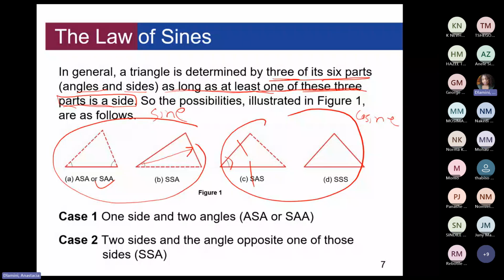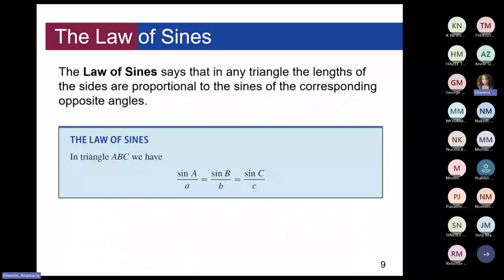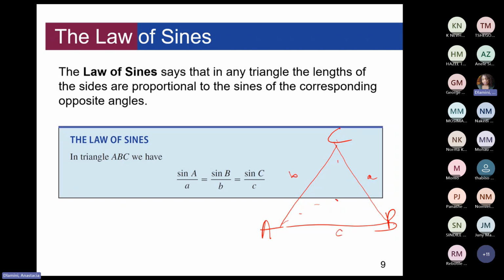Now, they say the law of sines says that in any triangle, the lengths of the sides are proportional to the sines of the corresponding opposite angles. So if we go back to how we used to define a triangle, we'll say this is A, this is B, and this is C. Opposite to A is a small a, opposite to C is a small c, and opposite to B is a small b, right?